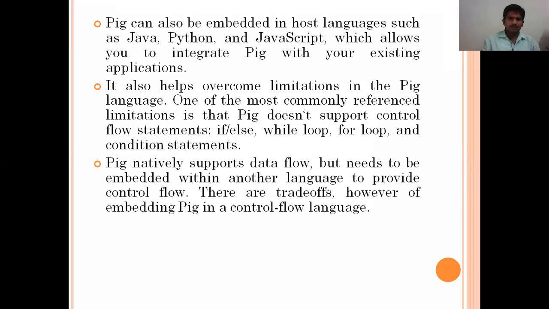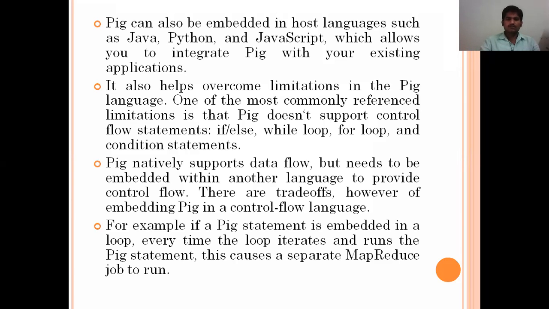There is a trade-off, however, of embedding Pig in a control flow language. Pig can be embedded in other languages, and then we can use control flows differently. For example, if Pig statements are embedded into a loop, every time the loop iterates and runs the Pig statements, this causes a separate MapReduce job to run. So even if we want to apply iterative functions, looping through Java or Python, we can rerun these statements continuously a number of times. Each of those is a MapReduce job.